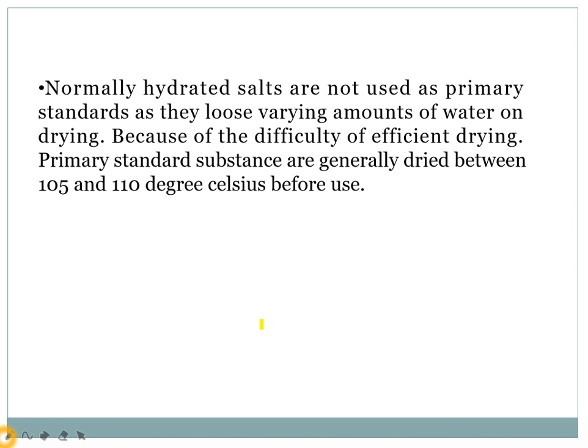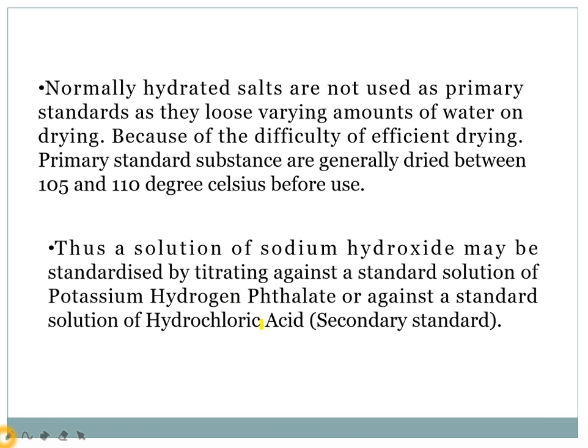Next, we can discuss one important property of the primary standard. We cannot use any hydrated salt as a primary standard because they have a tendency to lose a varying amount of water on drying. We have already discussed that the primary standard has to be dried at 110 to 120 degrees Celsius. So in case of hydrated salt, if they lose water content, they cannot be used as a primary standard. Because of this difficulty of efficient drying, hydrated salts are not preferred as a primary standard, and this can be explained with the help of the example sodium hydroxide.